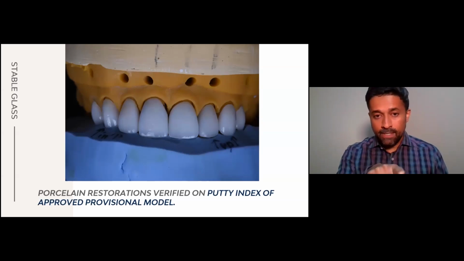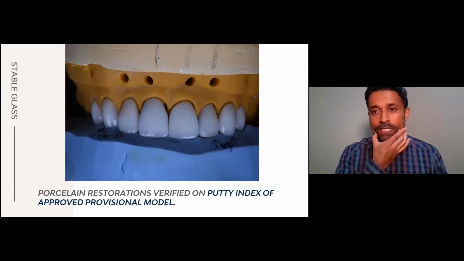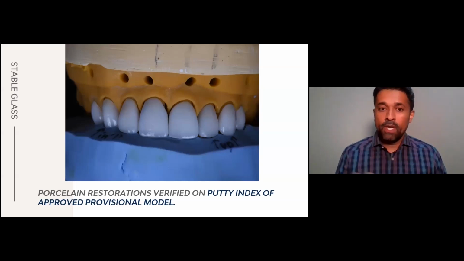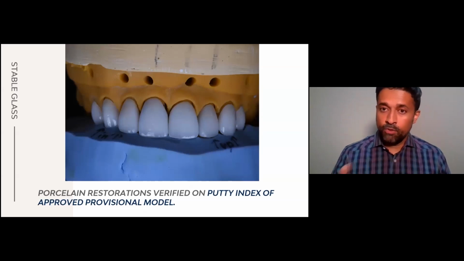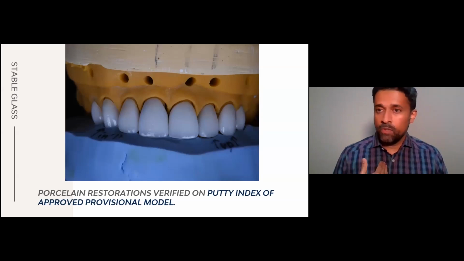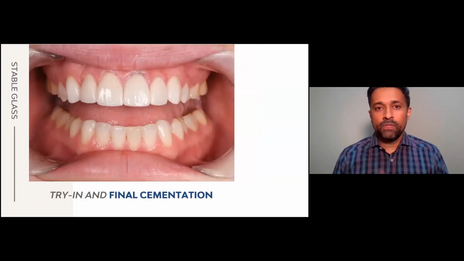So what this index is, okay, is off the provisional. It's seated against the lower model. And then what I do is I take all the porcelain restorations and I fit them in and make sure that this follows the index of this approved provisional model. So I know the lab is doing what I want them to do. So now we're doing the try-in stage.